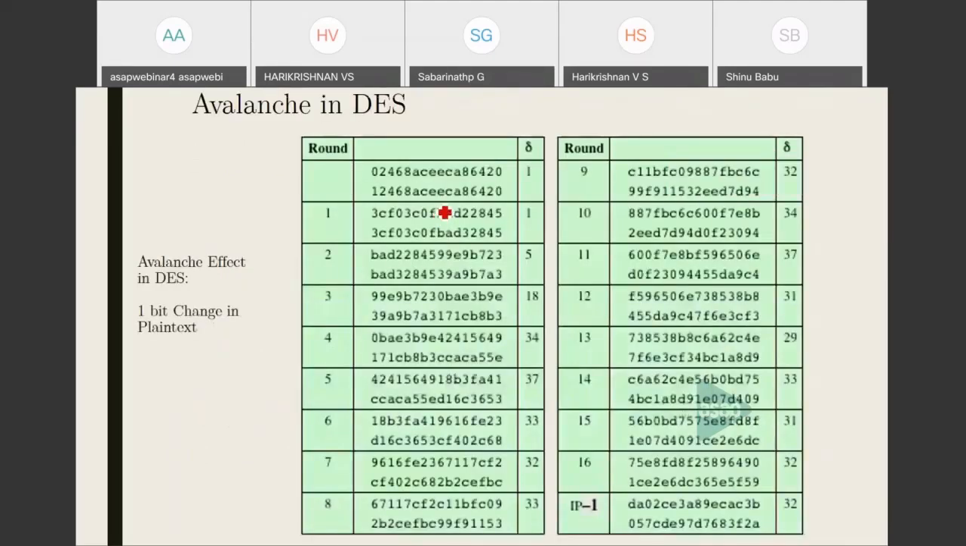Let us see that avalanche effect in this example. Very good example. Plain text 1 and this is plain text 2. Then look very closely. It's all the same.